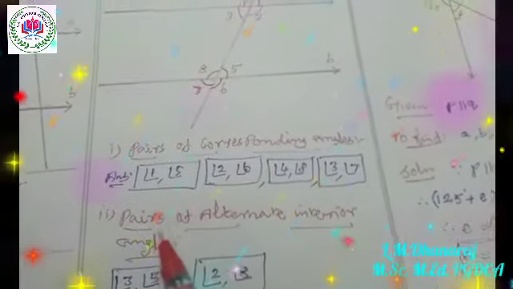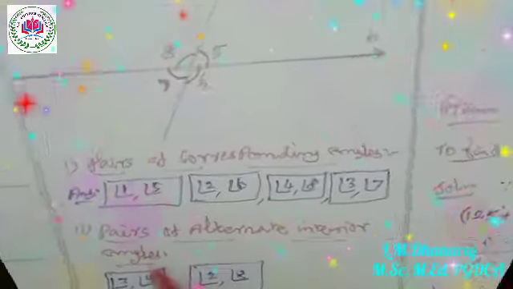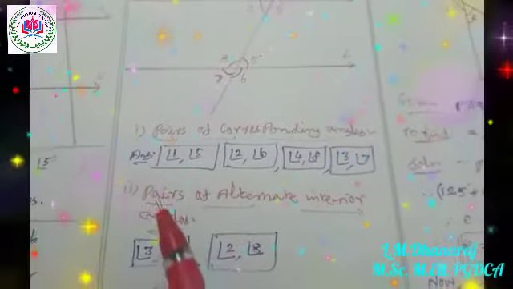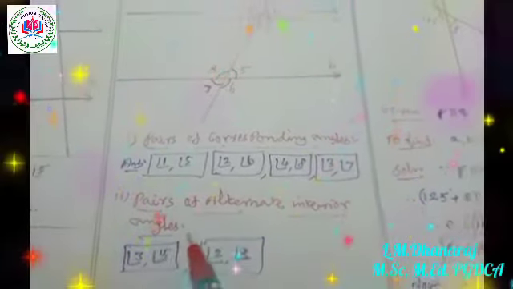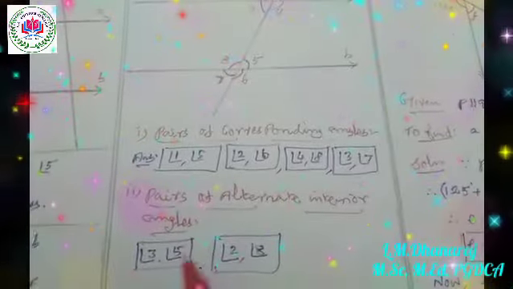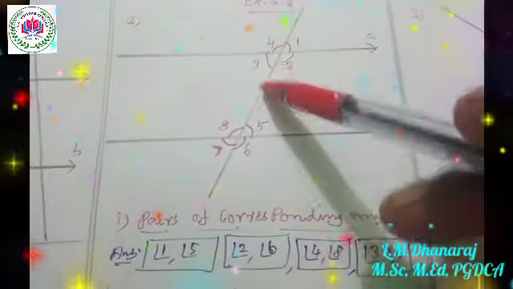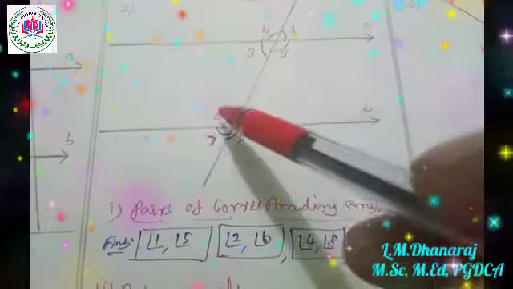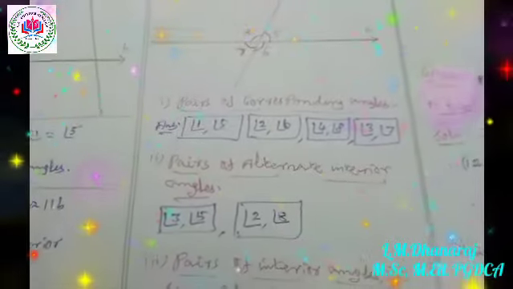Next one is pairs of alternate interior angles, which means 3 and 5, 2 and 8. So 3 and 5, 2 and 8. These two are known as pairs of alternate interior angles.